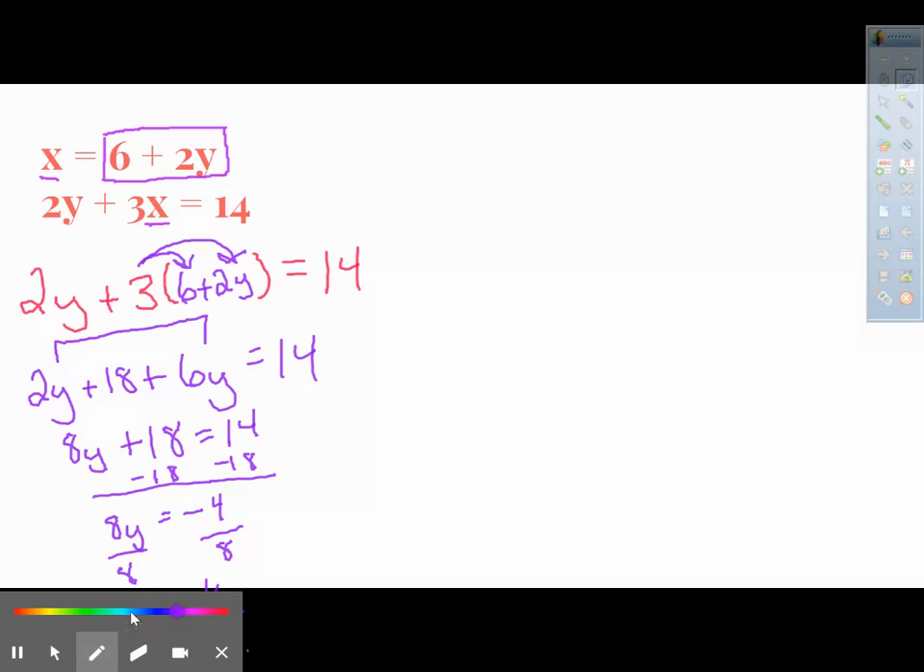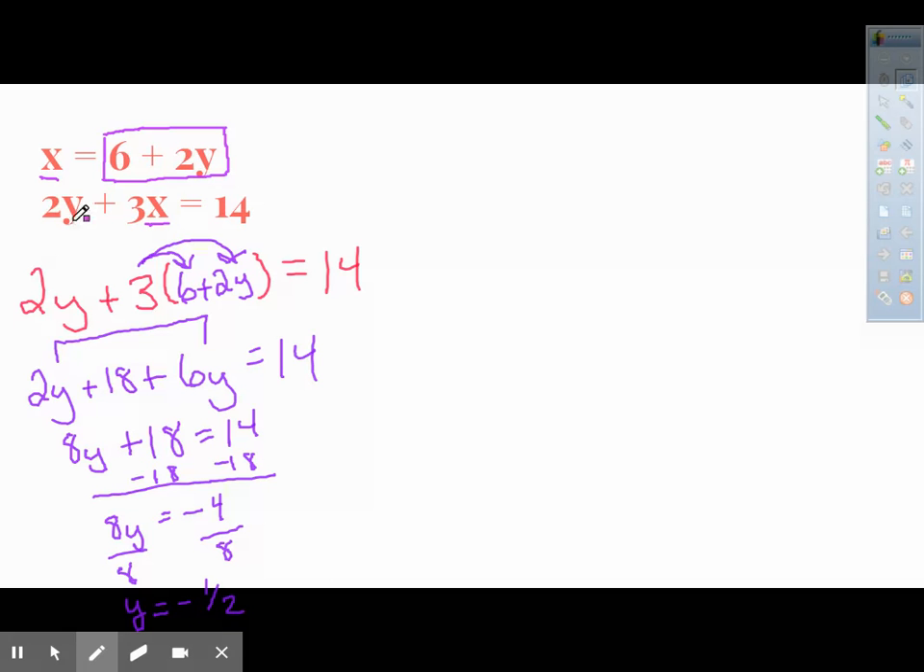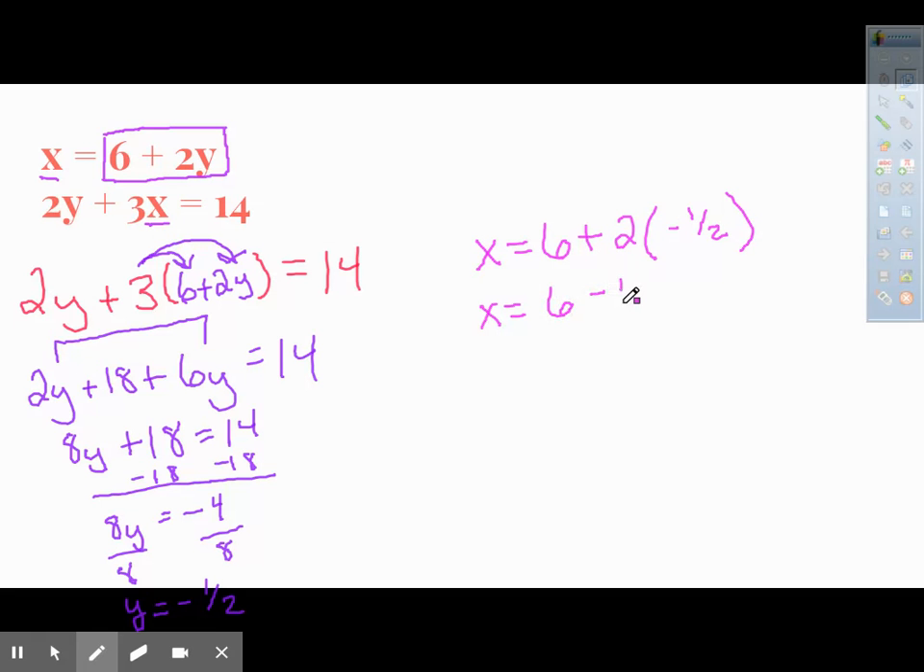Okay. Now the next step says to substitute your answer into one of the original equations. When you substitute it in, it doesn't matter. You can plug it in for y right here or here. I'm going to plug it into the top one. So I'm going to do x equals 6 plus 2 times negative 1/2. 6 plus 2 times negative 1/2 would be negative 1. And then 6 and negative 1 is 5.